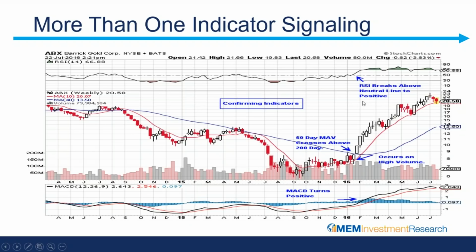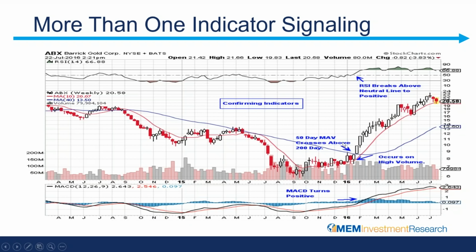That's wonderful. But then when you can marry it with these other indicators, as far as the RSI turning positive, your MACD is now above zero, net zero, so that's viewed as positive. So now we have these three signals in place, and it also occurs on high volume. That's going to be a fourth indication that it very well could and is reversing that downtrend.